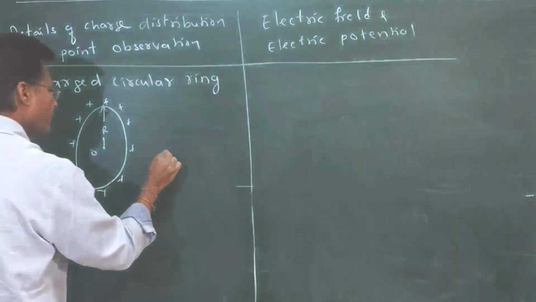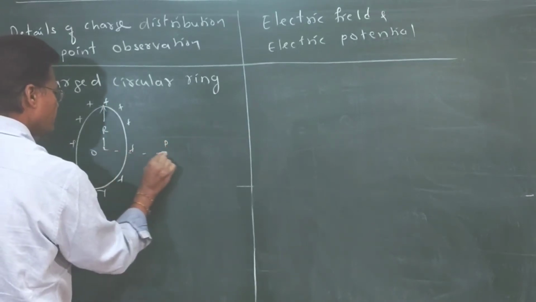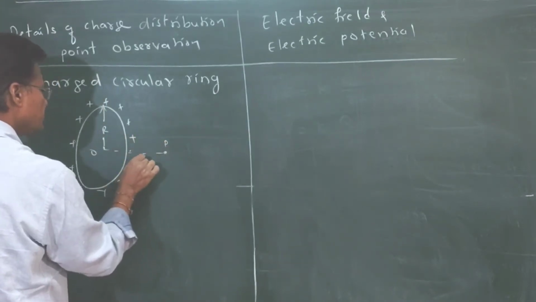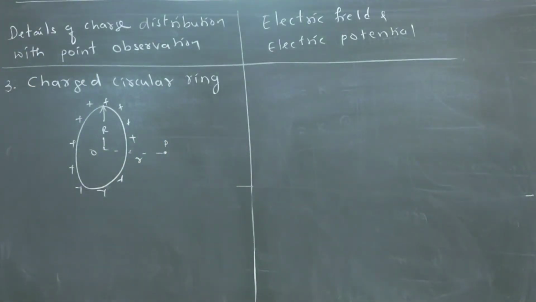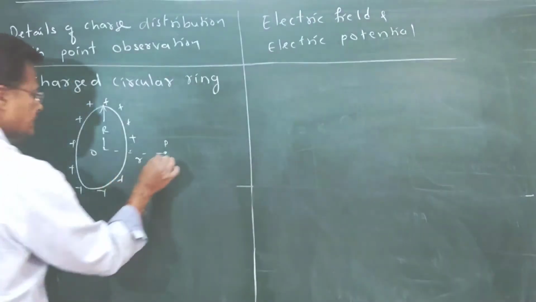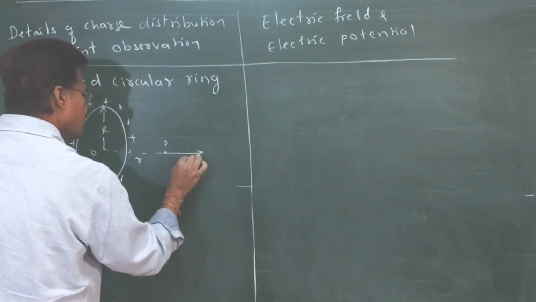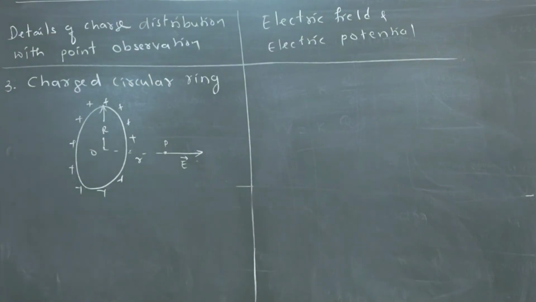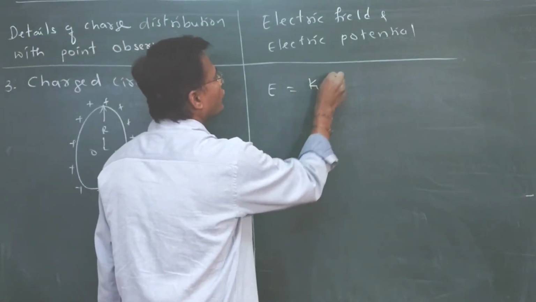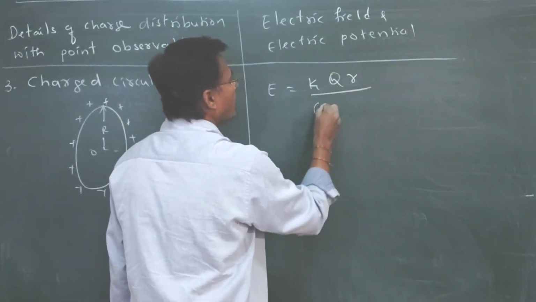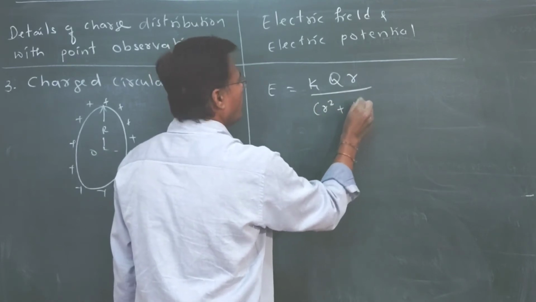So this one point P we are taking, that is the observation point. The distance is r. So this P is called electric potential, and this one is electric field. It is in the direction like this. Then how are we going to write down its formula? For the charged circular ring, the electric field formula is E equal to K Q R divided by R square plus capital R.